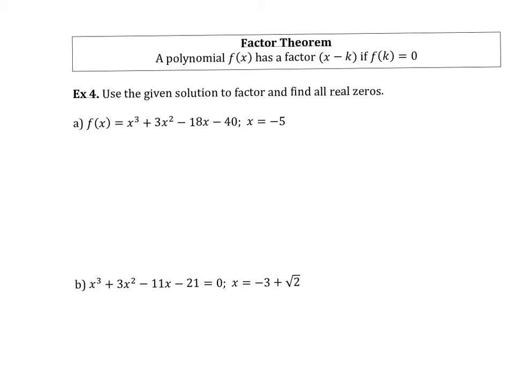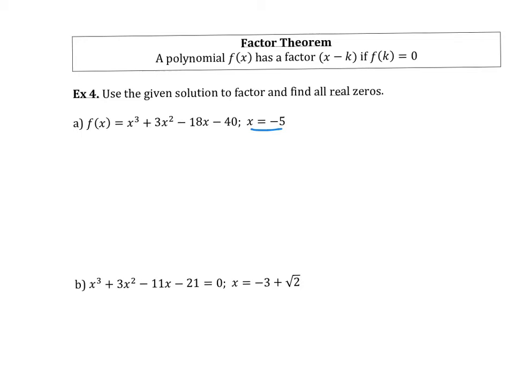Okay, so in this case, they're going to give you a polynomial and they're going to give you one of the zeros. And then they want you to factor this completely and then find all the real zeros. In the future, we'll find all the zeros, but for now, we're just going to find the real zeros. To start off, they told me that x is -5, which is a huge hint. Because I know that x is -5, I'm going to divide that factor out of the polynomial, and then I can factor the remaining.